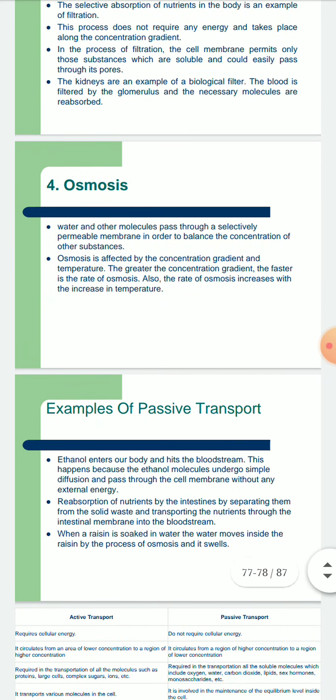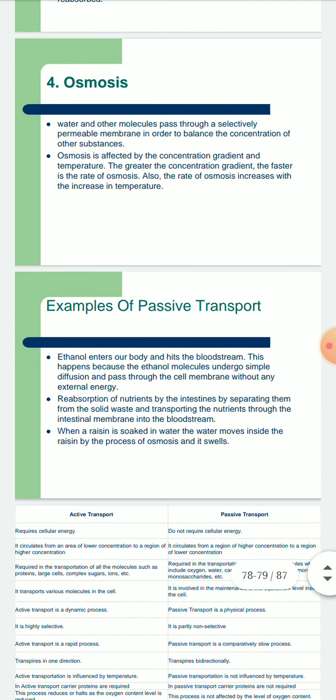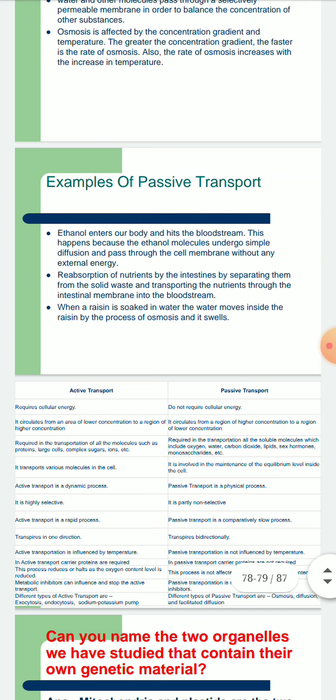Examples we have discussed: ethanol enters into our bloodstream, and it undergoes simple diffusion, passing through the cell membrane without any external energy. Then reabsorption of nutrients by the intestine, separating the nutrients from the solids and waste, is also an example of passive transport. When a raisin is soaked in water, water moves inside the raisin, and it happens with the process of osmosis.